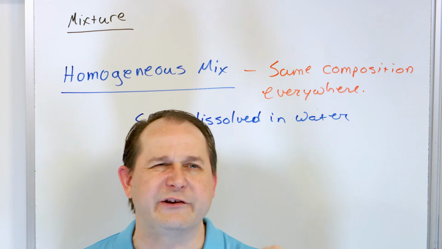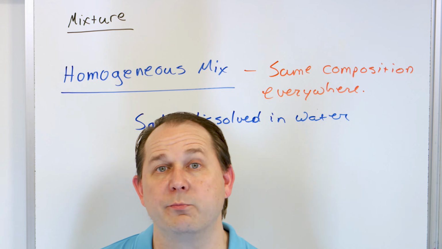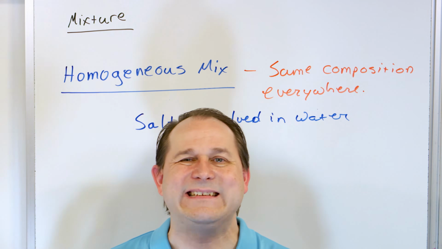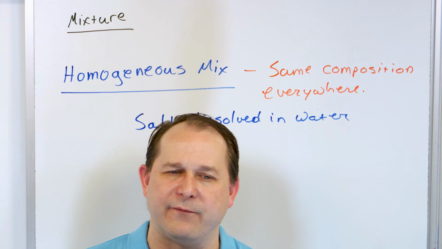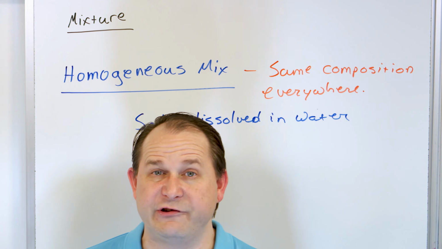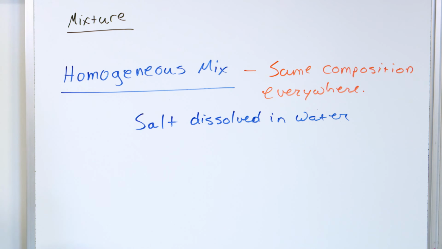All of these solutions like sugar in water, salt in water, other things dissolved in water, are going to be homogeneous situations. If you take sand with rocks and pebbles and you mix it up really, really good, and you have a very uniform situation, no clumping, that's what we call a homogeneous mixture.